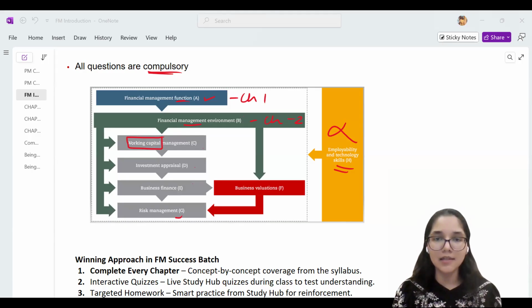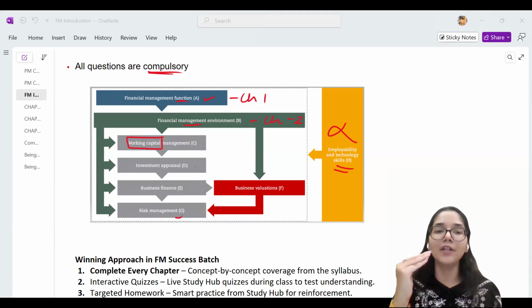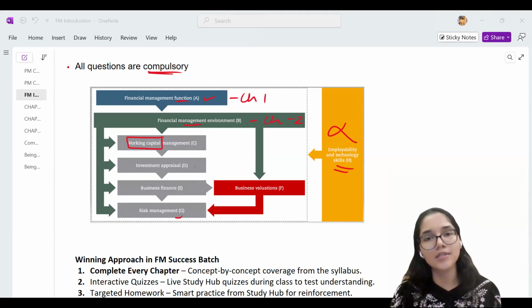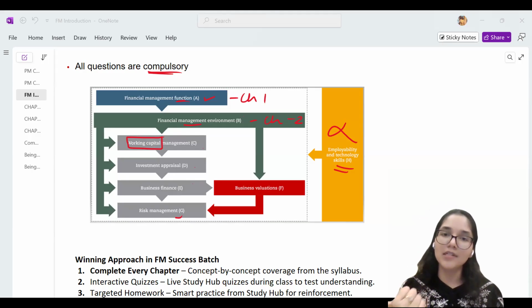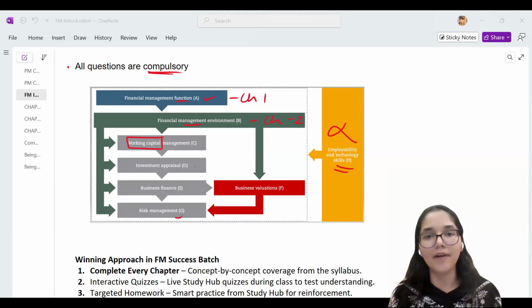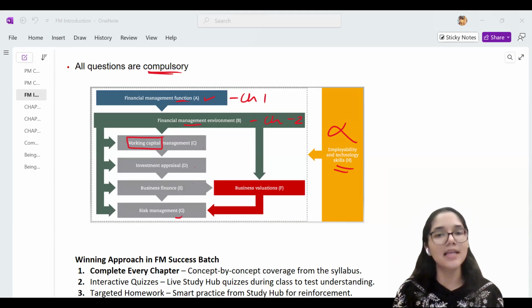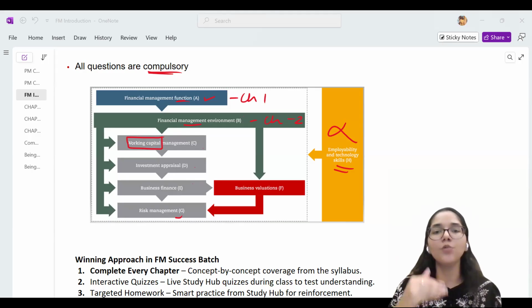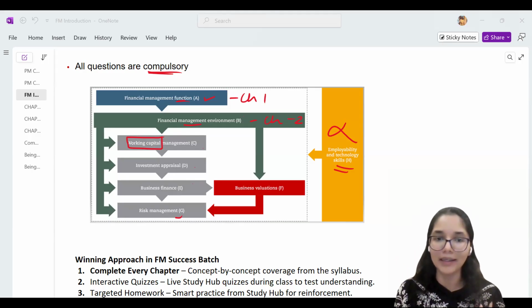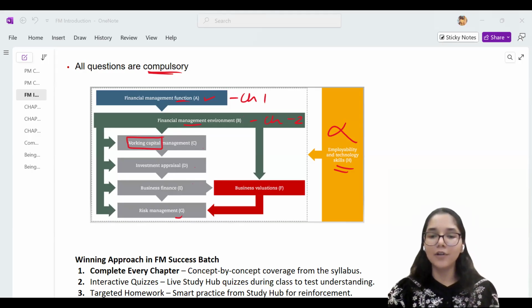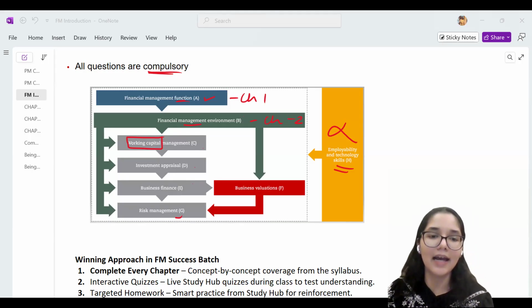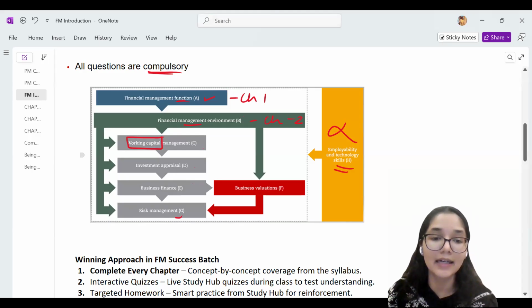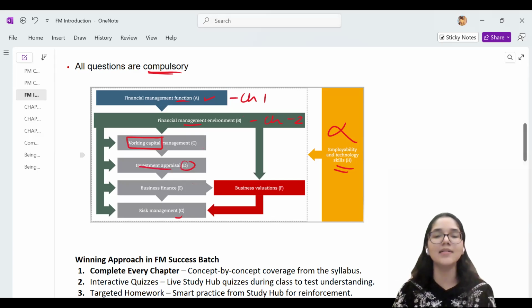In the syllabus that you have, you have different chapters for different components of working capital. One chapter is for cash, one for inventory, one for receivables, and one for payables. In each chapter we will delve deeper into how organizations should manage each of the components of working capital. Then we are going to move towards syllabus area D, which will be investment appraisal.